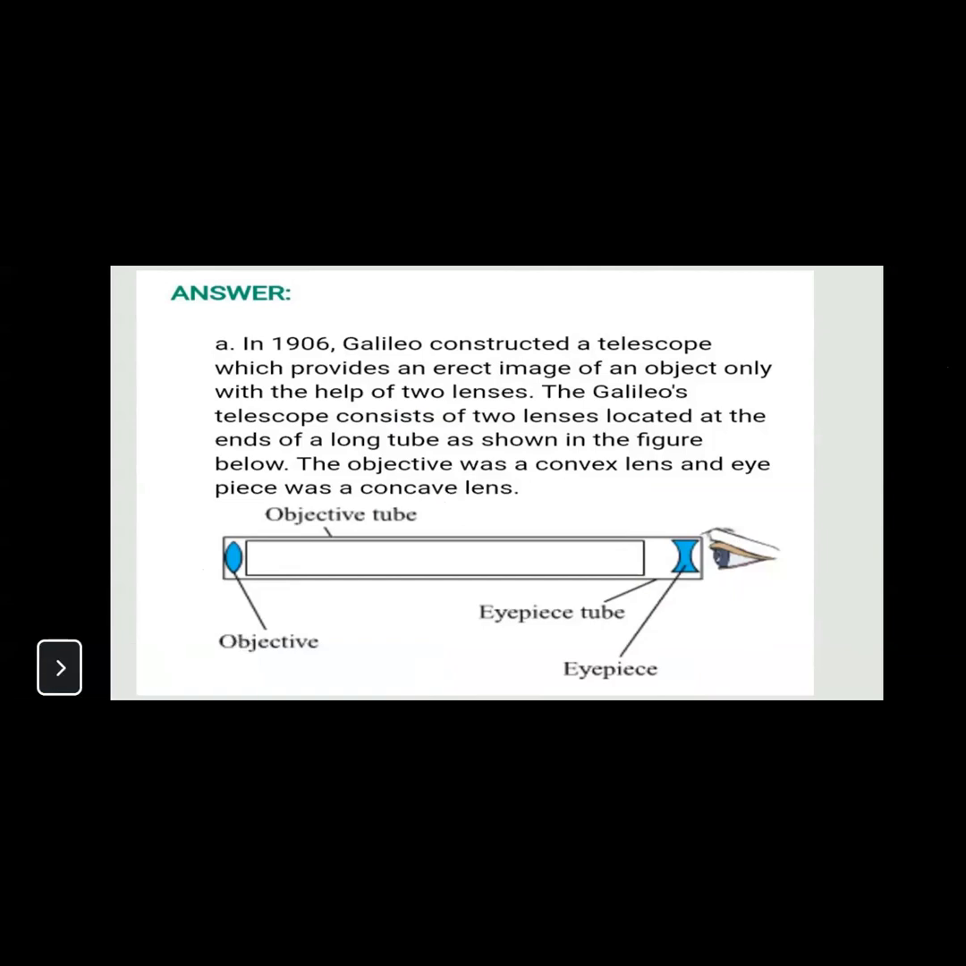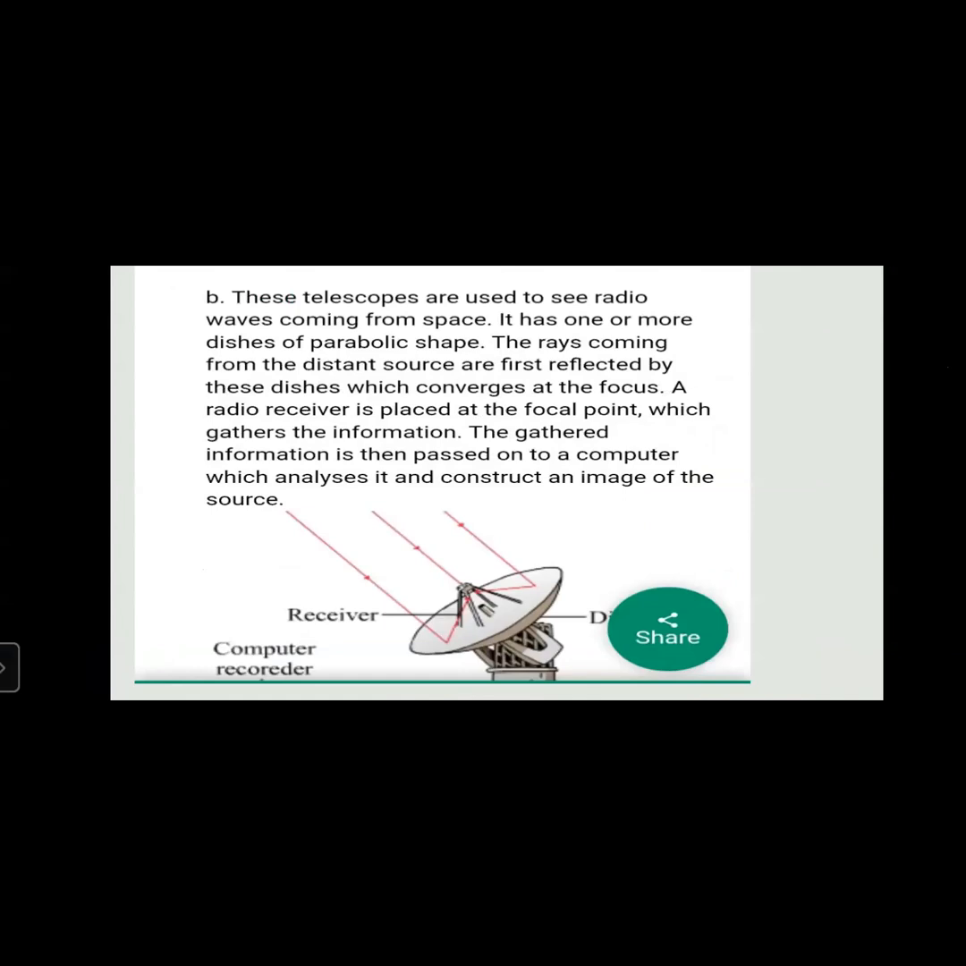The next. What is the next question? Explain the construction of a radio telescope. So this question can be asked for 2 marks or maybe 3 marks. It is only a 2 mark or 3 mark question, and you have to write only limited but specific, precise answers with the correct diagram.